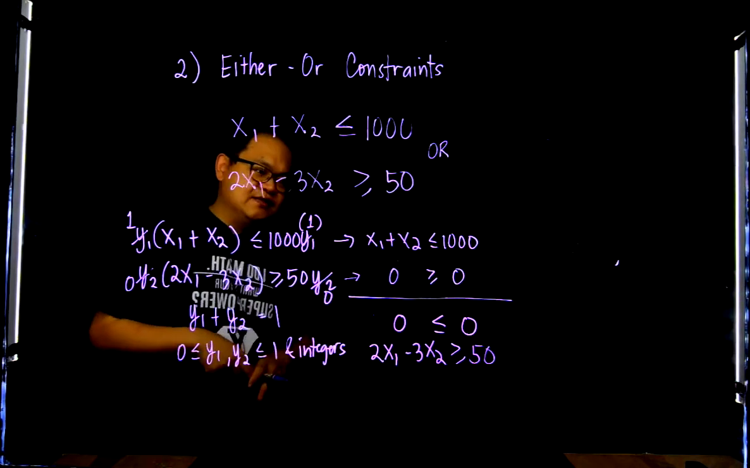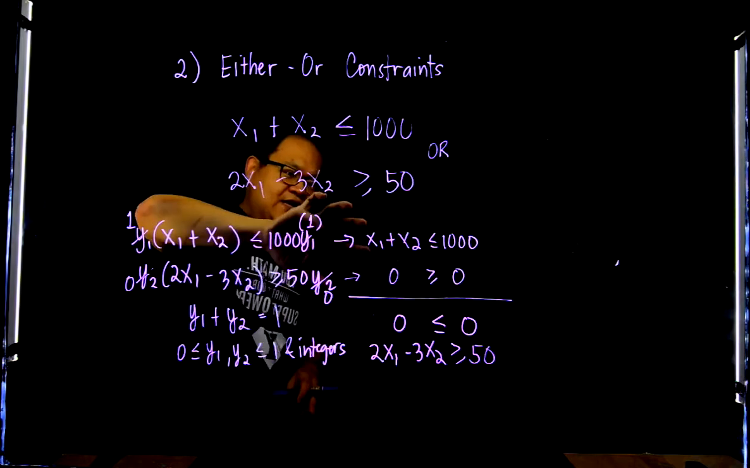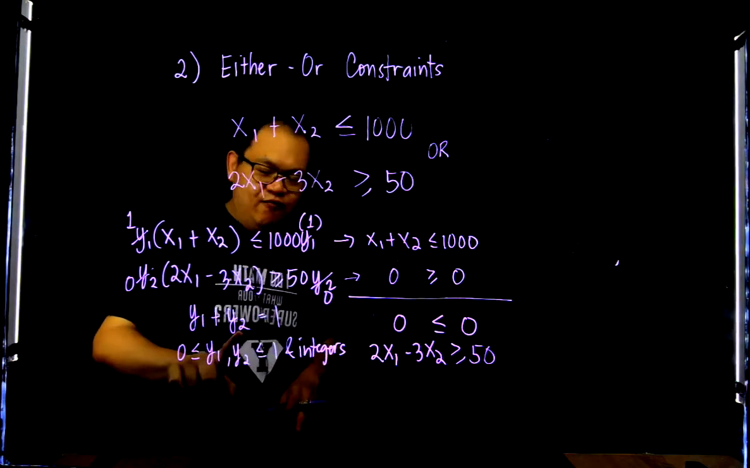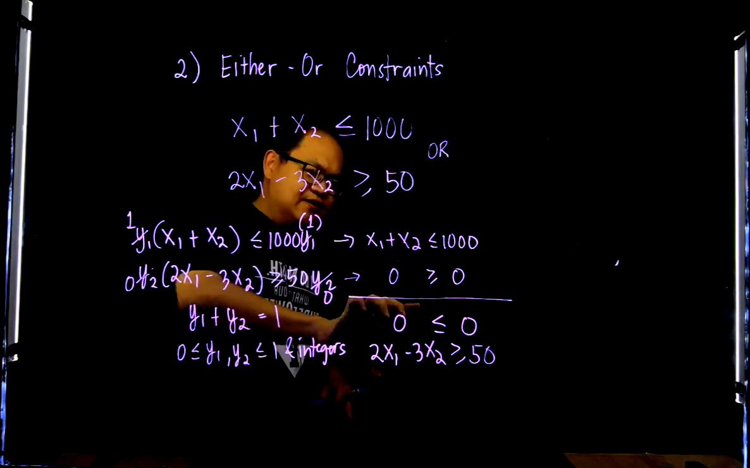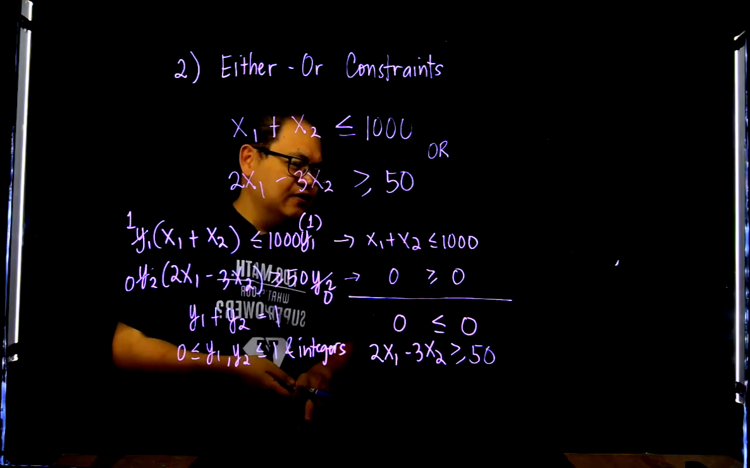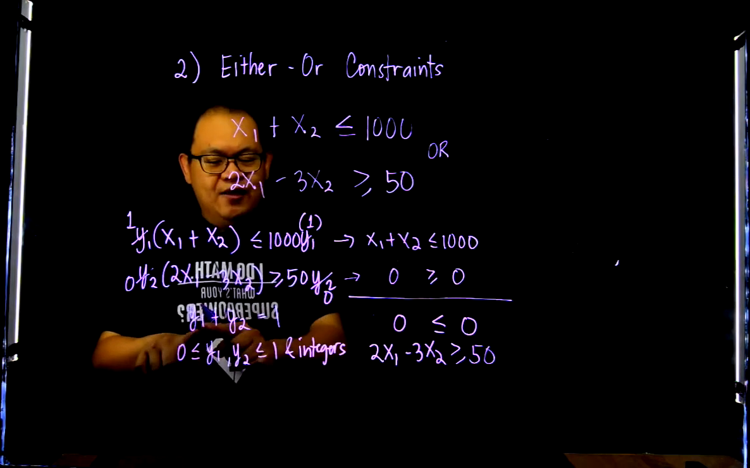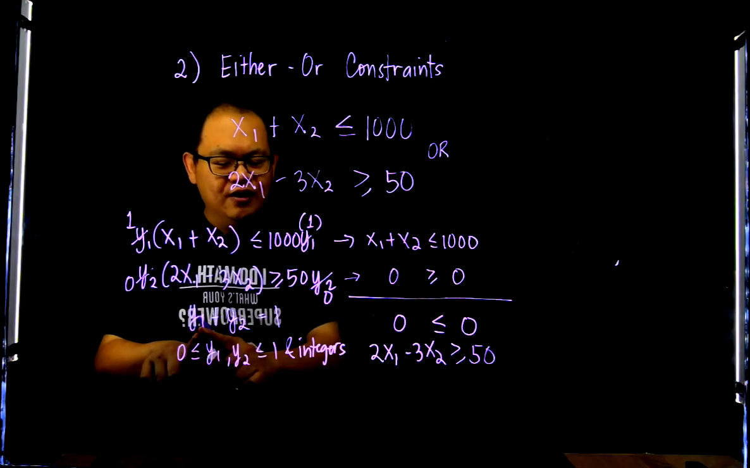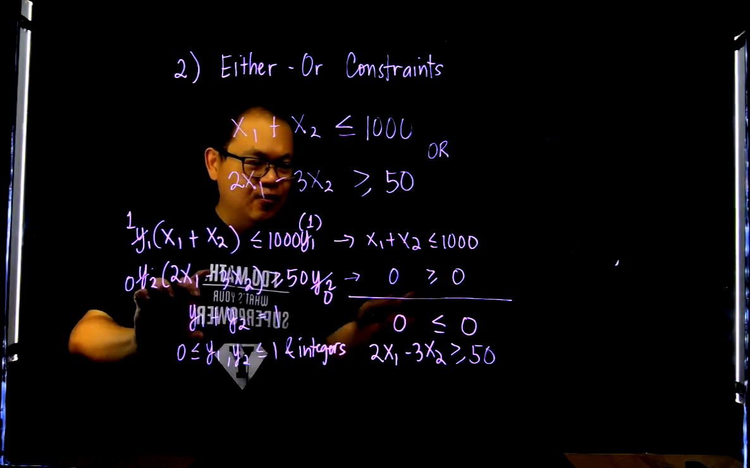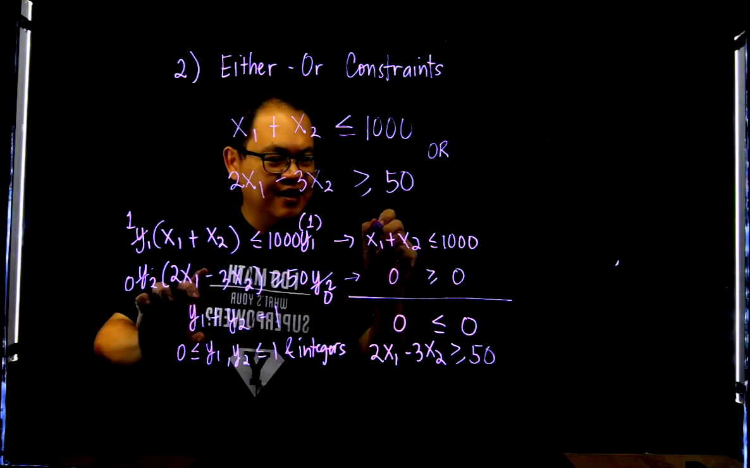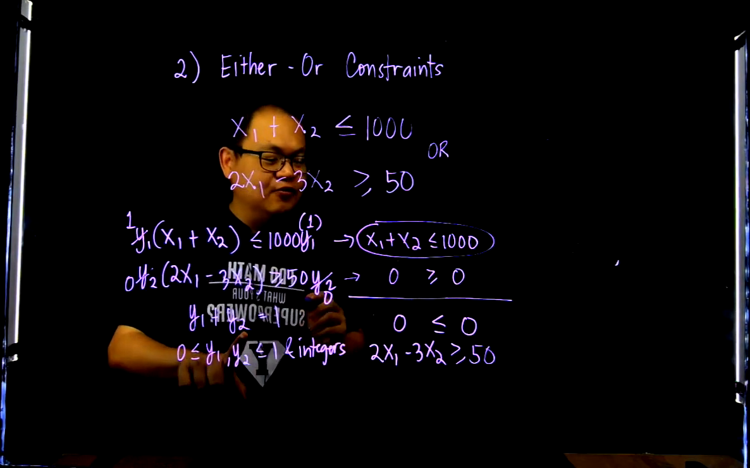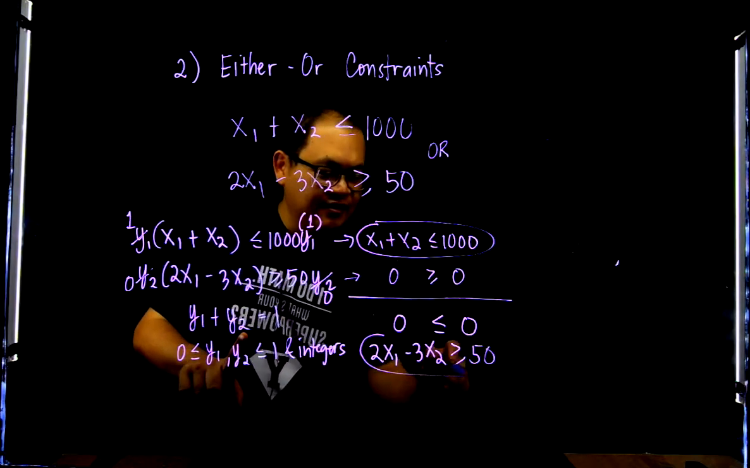Now, as you can see, if y1 is equal to 1, then this happens. If y2 is equal to 1, then this happens. Isn't this technically correct? Because this is actually what we want to happen. We're allowing y1 to be equal to 1 or y2 to be equal to 1. If y1 is equal to 1, then technically this constraint is on. If y2 is equal to 1, then technically this constraint is on.